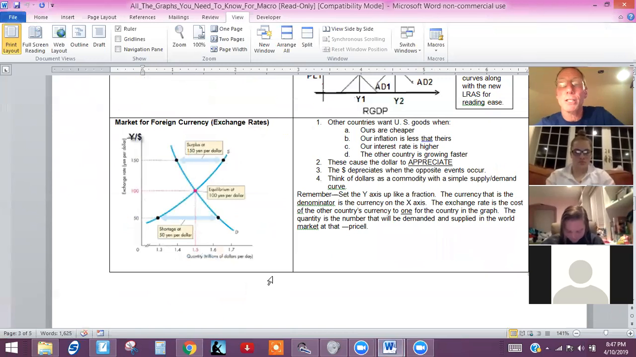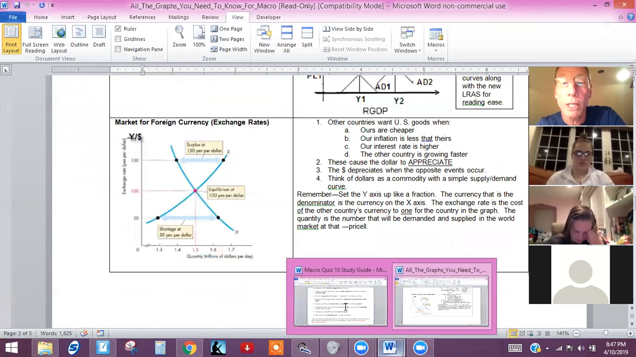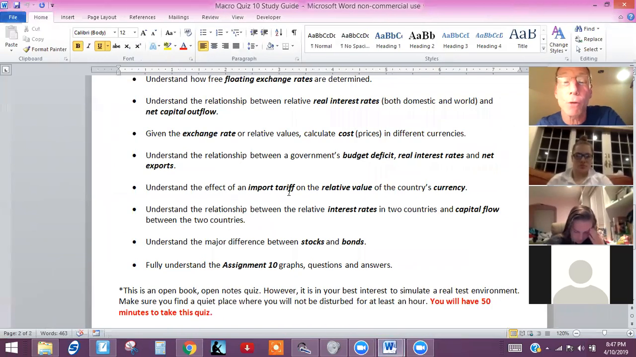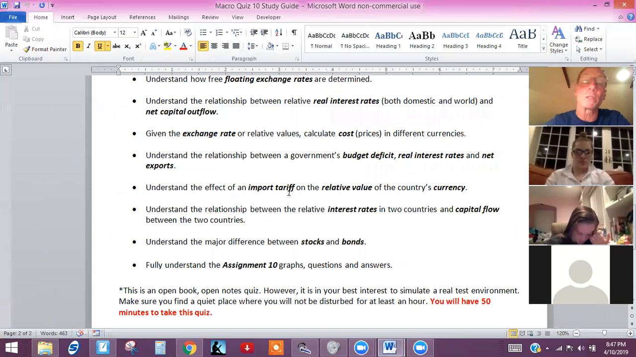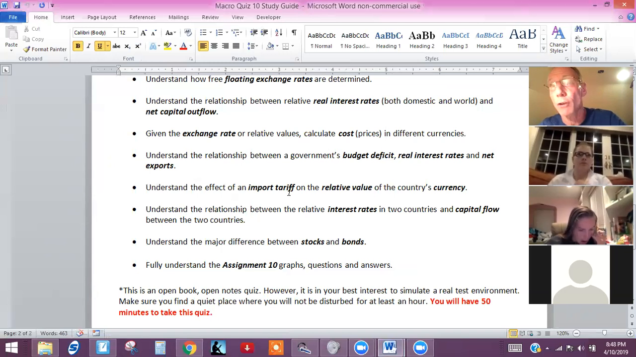So if you sketch these graphs out, you'll be able to answer these a lot easier. Once again, if there's a tariff on imports, it means we're going to import less, which means we're supplying fewer dollars on the foreign exchange market, which is what we would have to do in order to import. We'd have to go out with dollars on the market. So we're supplying less, which shifts our supply curve to the left, which pushes the value of our currency up, okay?